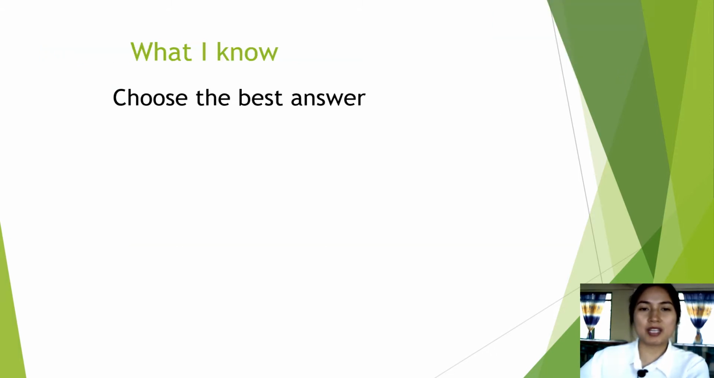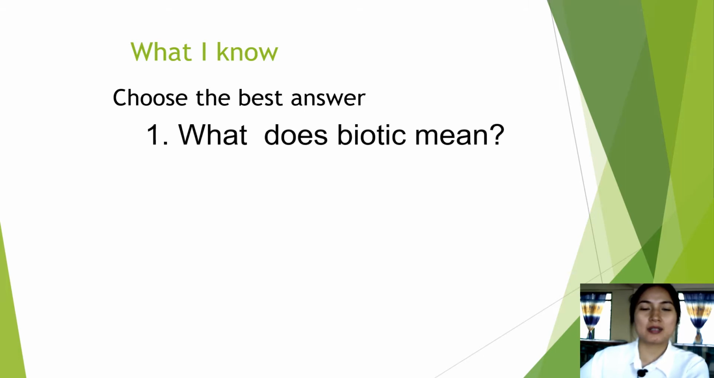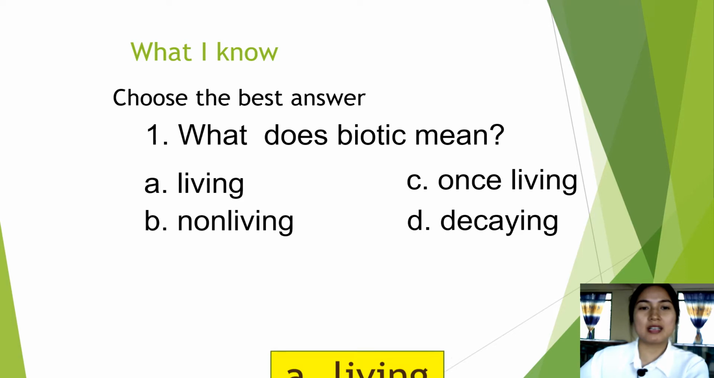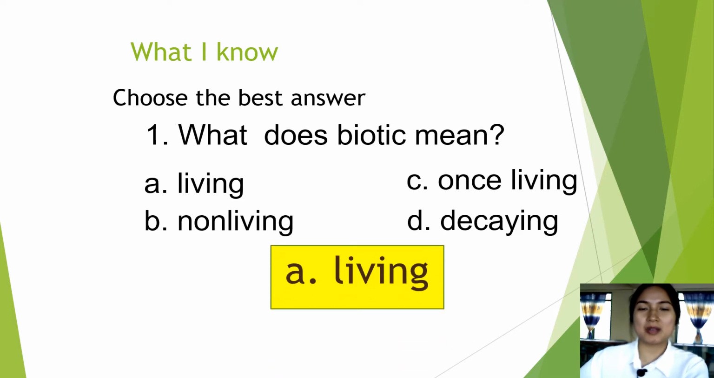To test your prior knowledge about this lesson, let's take this short quiz. Choose the best answer. Number 1. What does biotic mean? A. Living, B. Non-living, C. Once living, or D. Decaying? If you answered letter A, living, then you are correct. Very good.